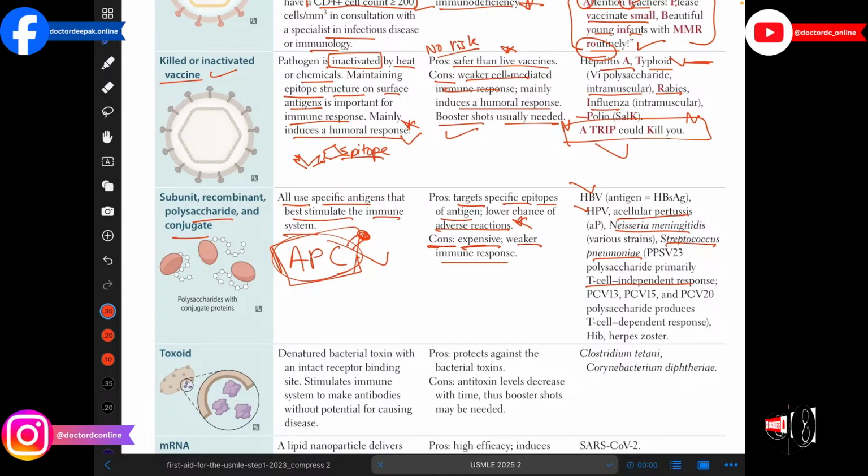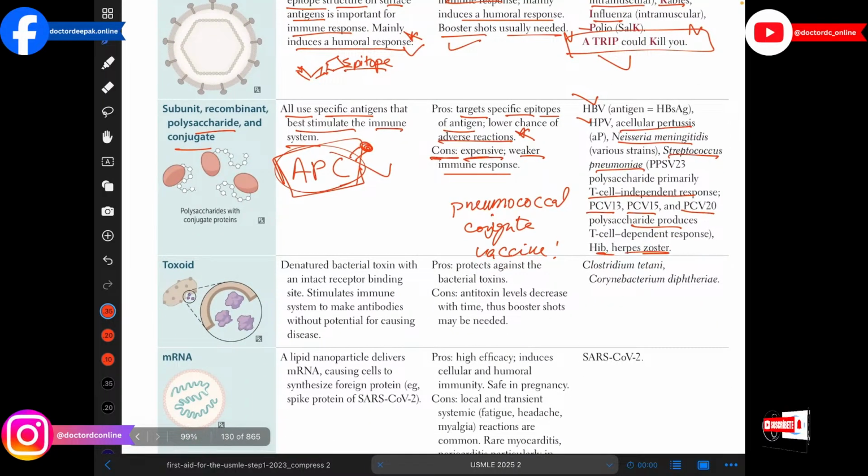If you guys remember, they are having T-cell independent responses, and they are having PCV15 and PCV20, the pneumococcal conjugate vaccine. Having a polysaccharide produces a T-cell independent response, having helper T cells.